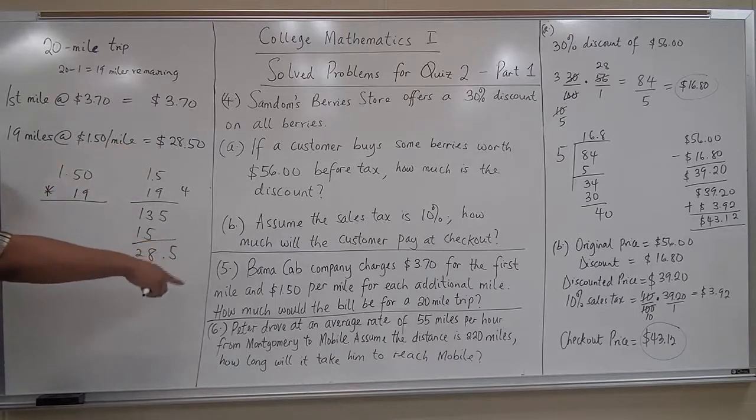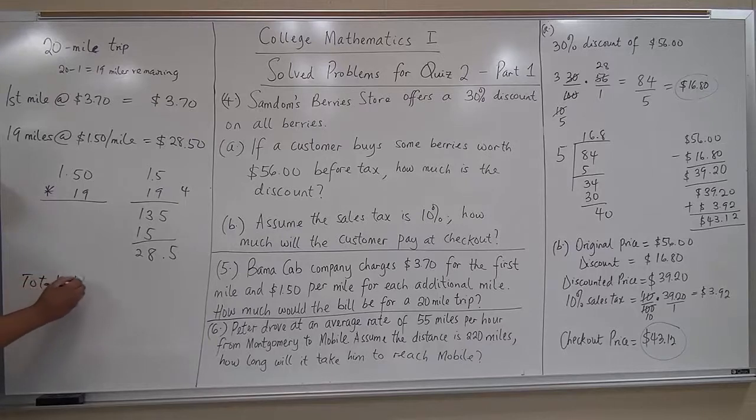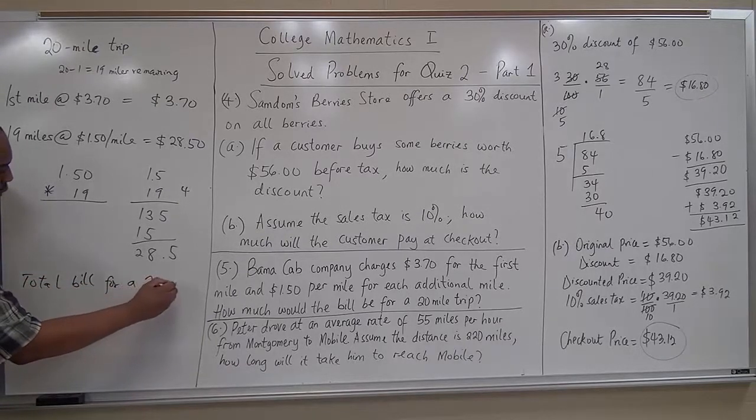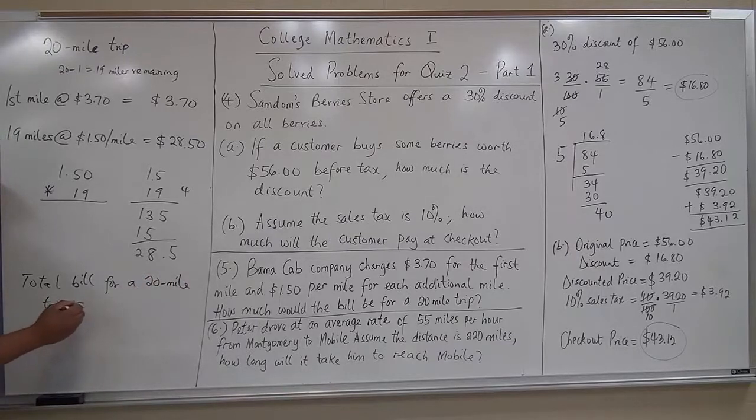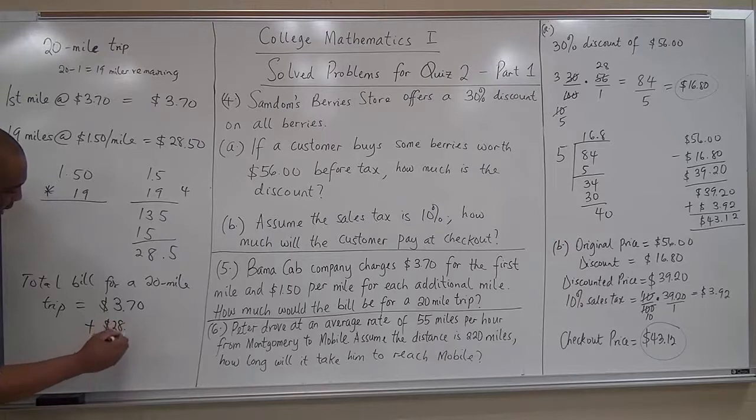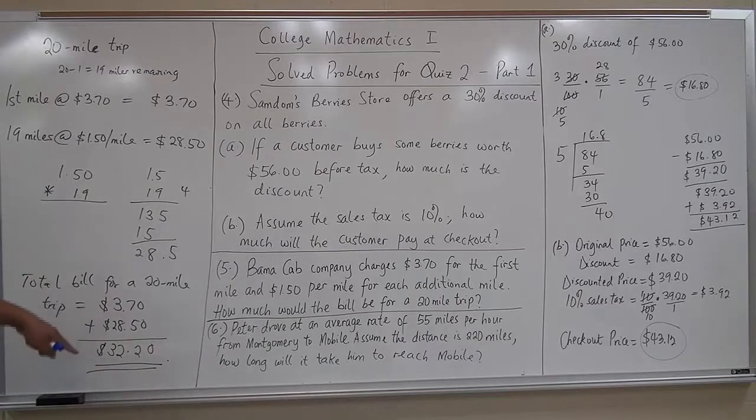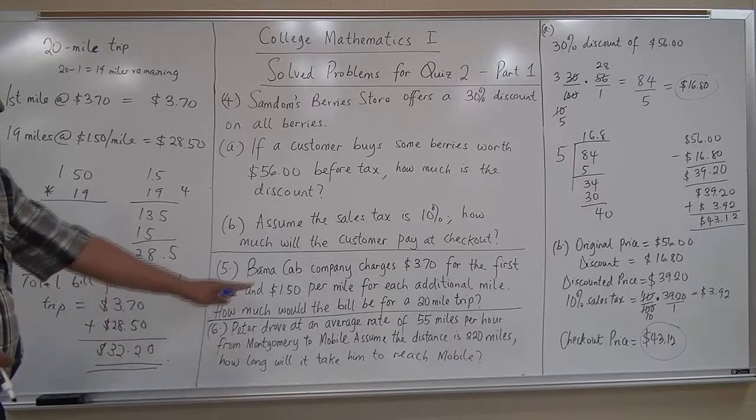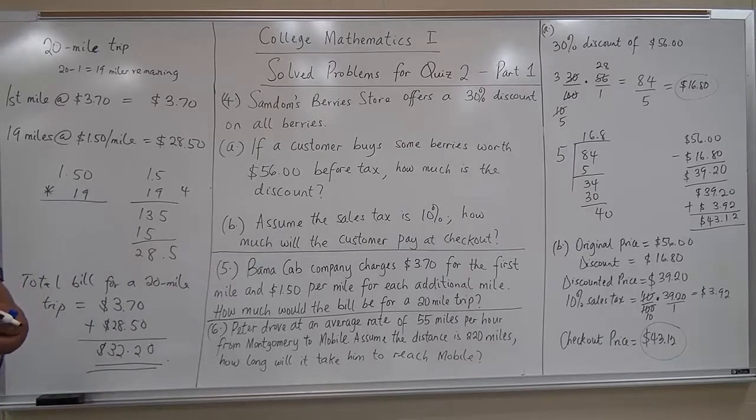So the total bill for a 20-mile trip will be $3.70 plus $28.50. So this will be what? 0, 7 plus 5 is 12. Okay, carry 1. 1 plus 3, 4 plus 8 is 12. Then 1 plus 2 is 3. $32.20. That's how much they would charge for a 20-mile trip.